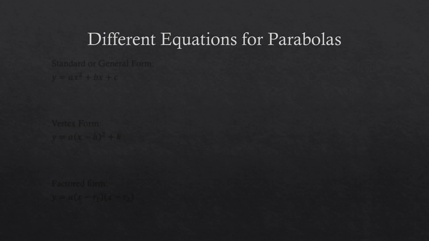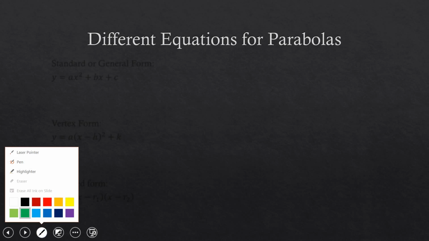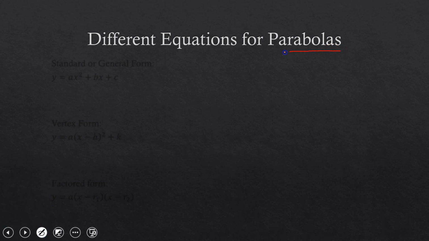So one thing that I'm going to use interchangeably: a parabola is a shape, a curve, that you get if you graph a quadratic. So parabolas and quadratics go hand in hand with each other, because all quadratic equations' graphs are parabolas. So there's a couple of forms for parabolas.